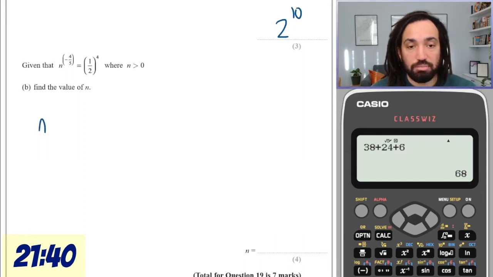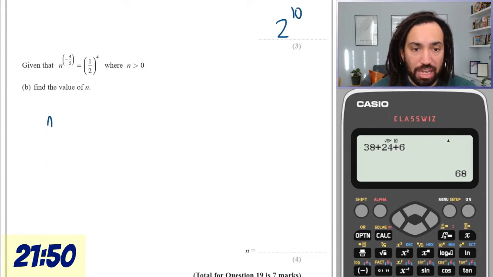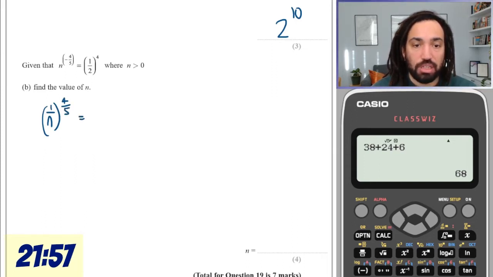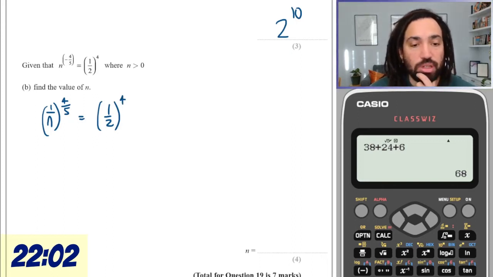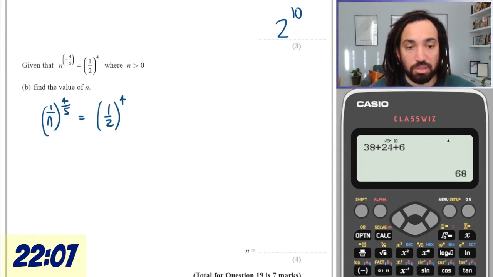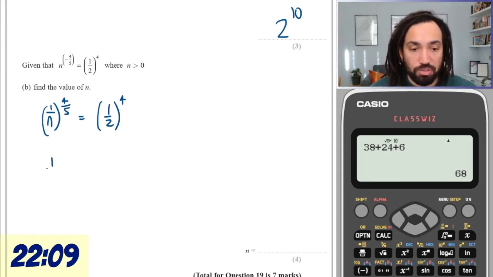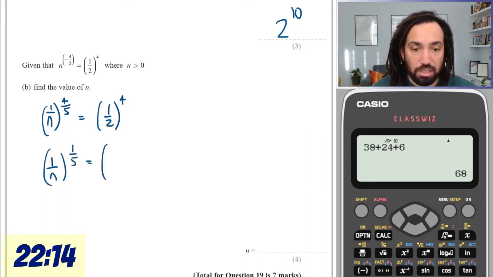So the negative power, I'm not sure if that's going to be helpful actually. So let's do n. Let's do 1 over n to the power of 4 over 5 is equal to 1 over 2 to the power of 4, because the negative swaps over the input, it takes the reciprocal of it. Then we can take the 4th root of both sides, which will just give me this is equal to a half.